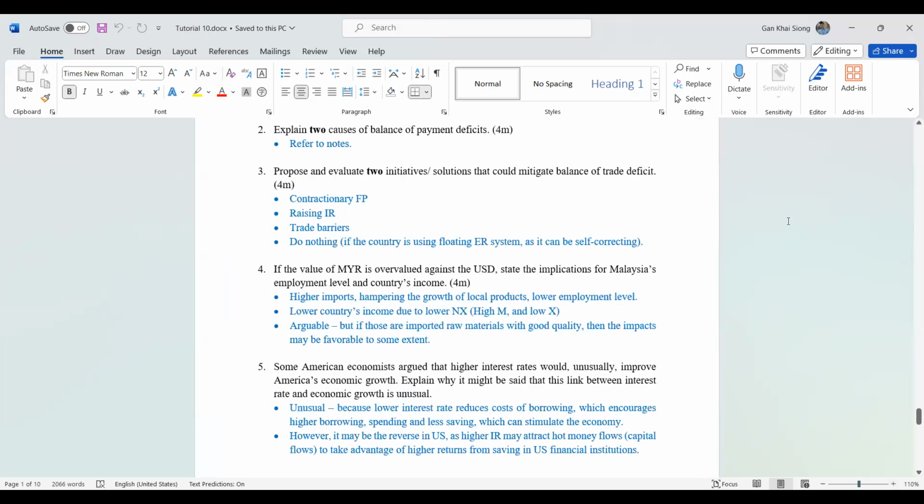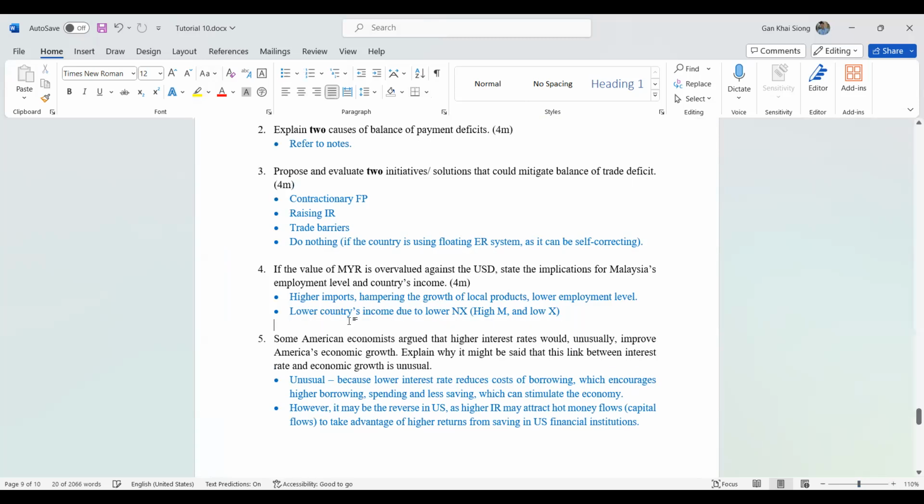Okay, question 4. Hey, hold on, don't take photo first. Hold on, this one no need. Wait, hold on first. This one you cut off. Okay, like this. Explain properly, because it's 4 marks. I want to have the points, like explain how that results in lower employment, and how that affects the country's income. Must explain properly. Put 3 stars on this one.